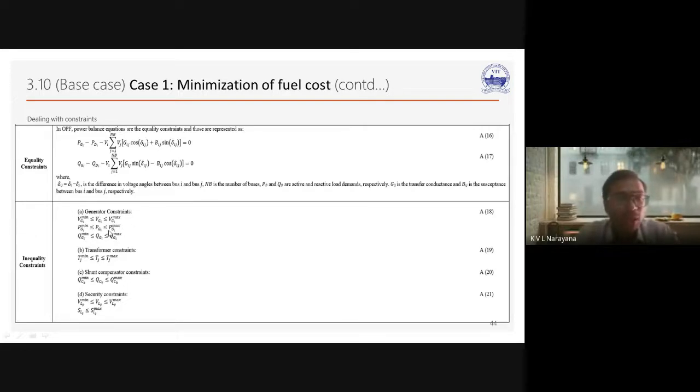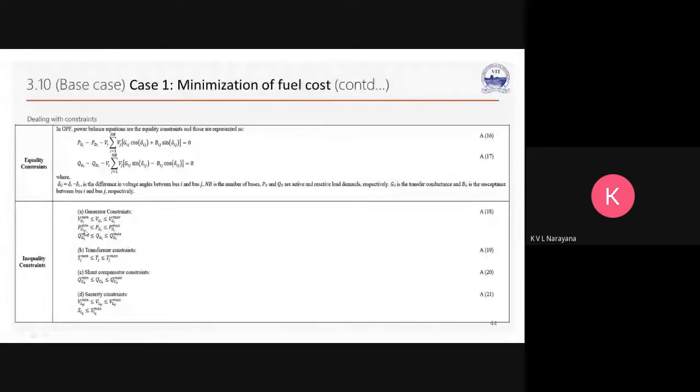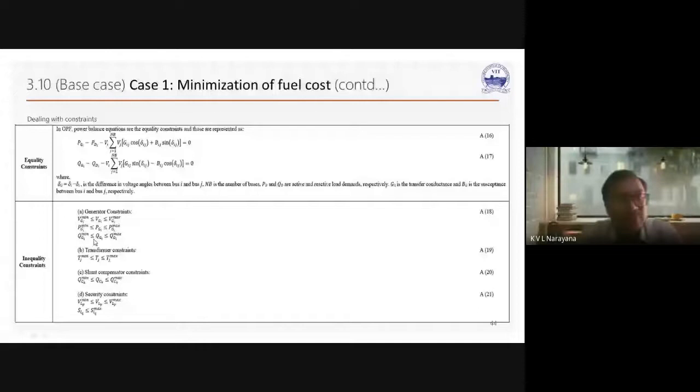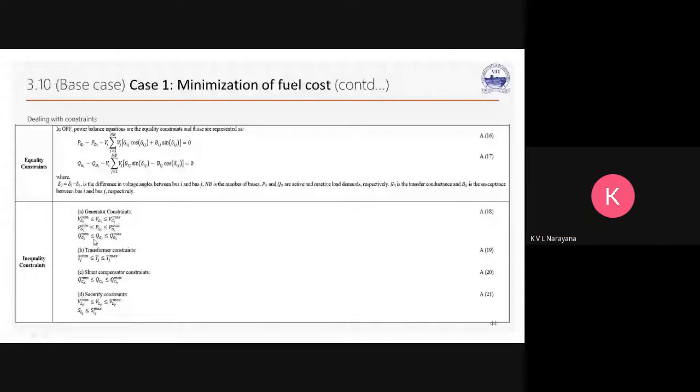The generator output voltage must be within the limits, that is V minimum and V maximum. And the generator output real power must be in between PG minimum and PG max, and the reactive power must be in between Q minimum and Q max. So whatever the powers and the voltages related to the generator must be within these values. These minimum and maximum values are already given for the various generators present in the IEEE 30 bus system.